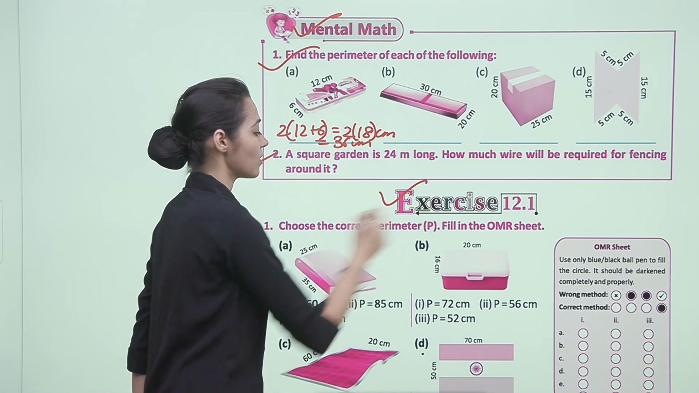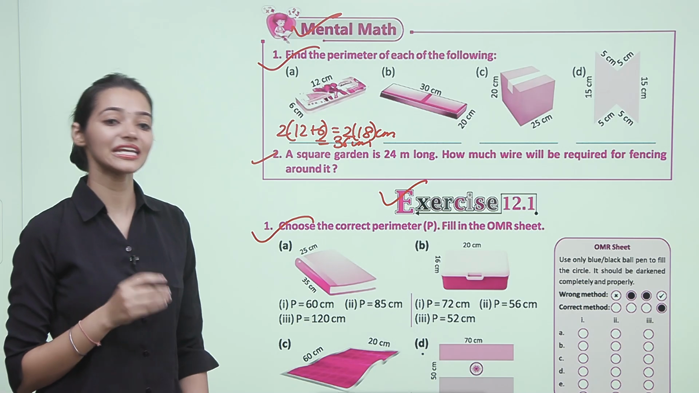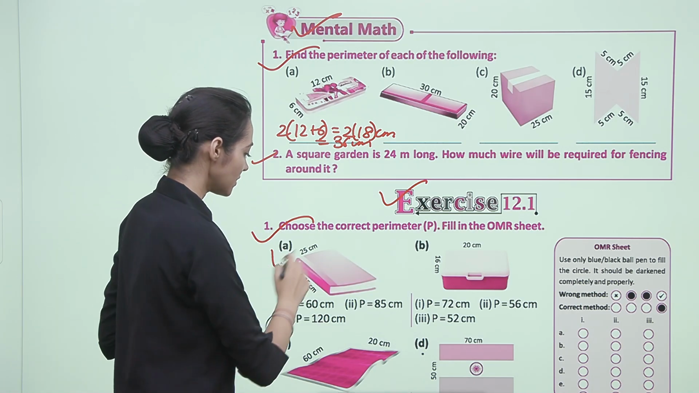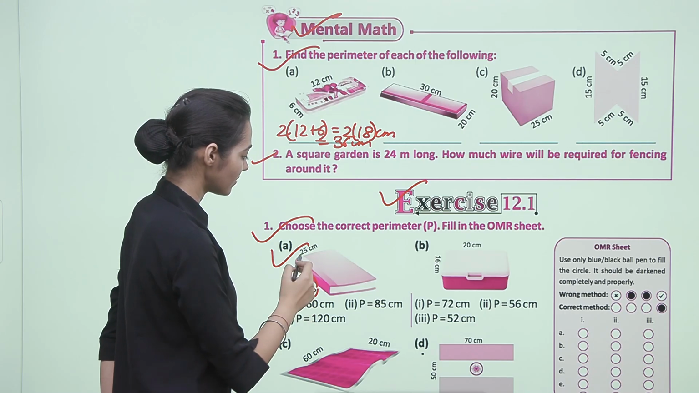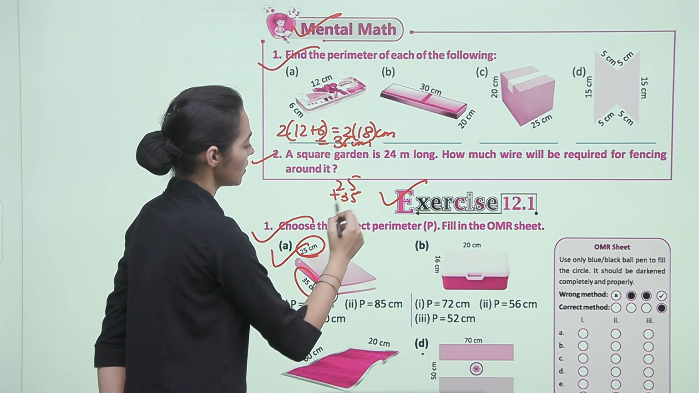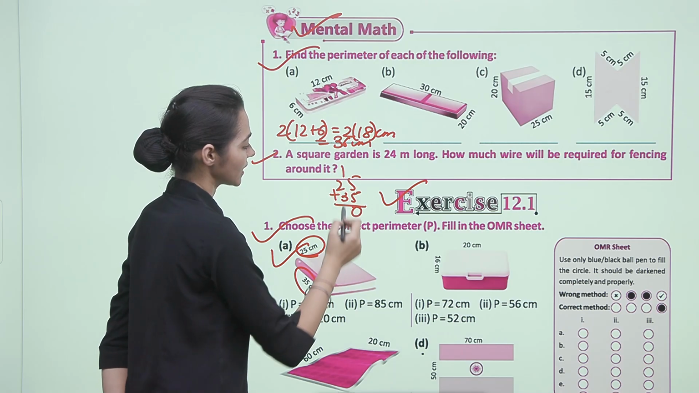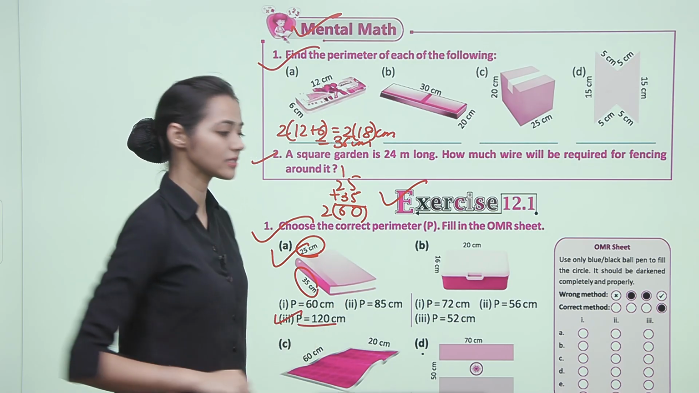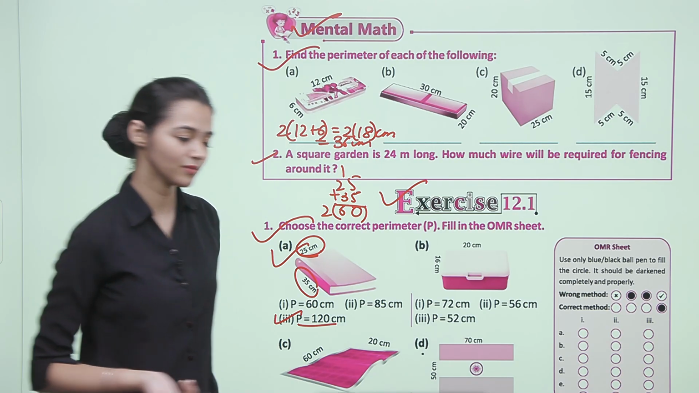Now next is our exercise 12.1. In the first one we have to choose the correct perimeter and we have to fill it in the OMR sheet. Now in the first one we have 25 and 35. So after adding 25 plus 35 we get 60, multiplied by 2, that is 120. Third one is the correct answer. That's how you can solve the remaining part.